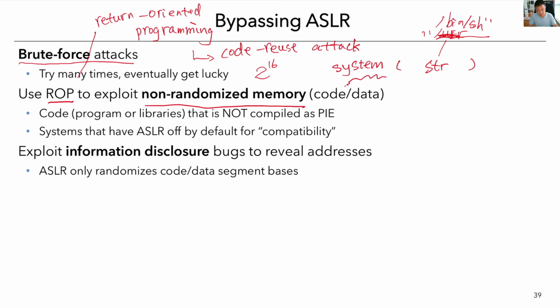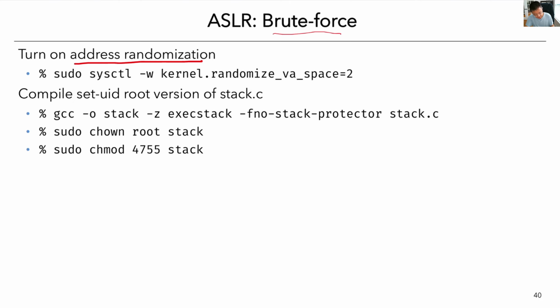So here is an example of attacking ASLR by brute force. Basically, it means you're going to try again and again. We can turn on ASLR, so we set the VA space to 2. This means the stack and the heap will be randomized. Then we compile the program as before, right? In your project, you actually set this parameter to 0. This will disable ASLR.